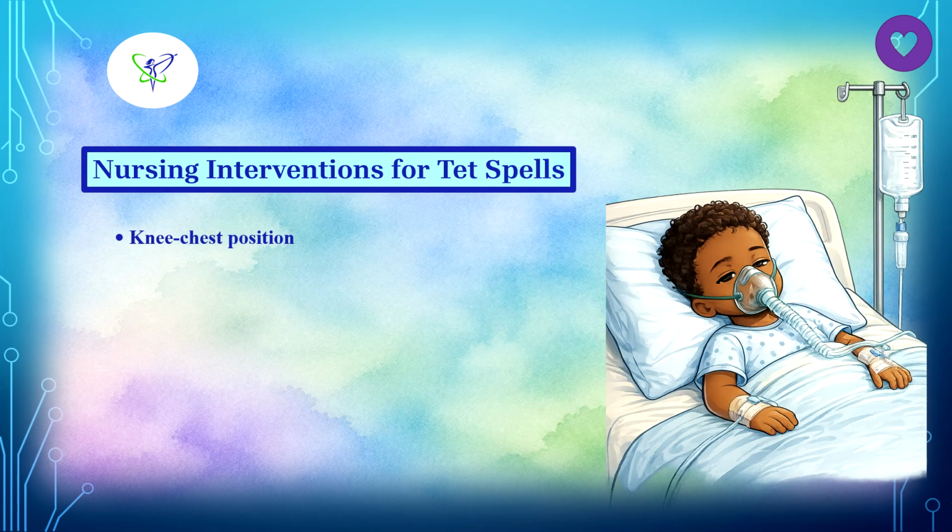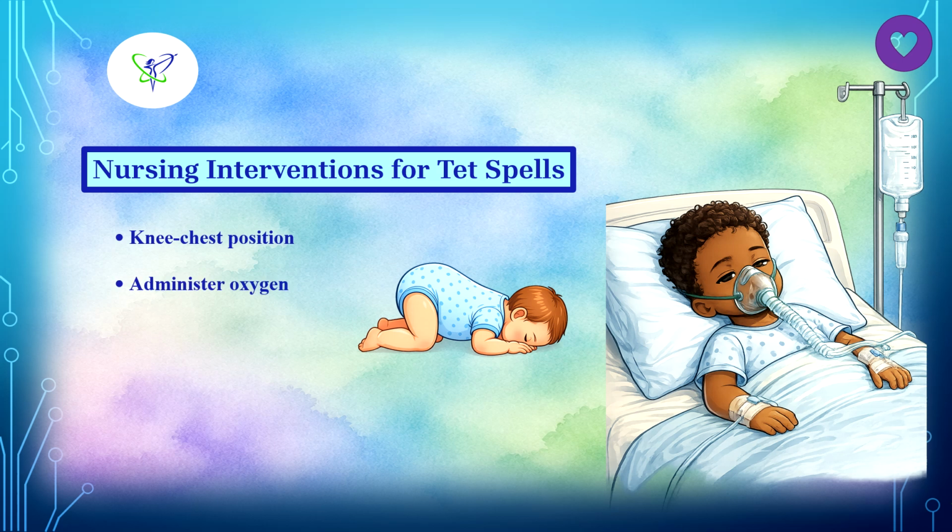Nursing interventions for TET spells include putting the child in a knee-chest position, administering oxygen, keeping the child calm, providing morphine if prescribed, and administering IV fluids.